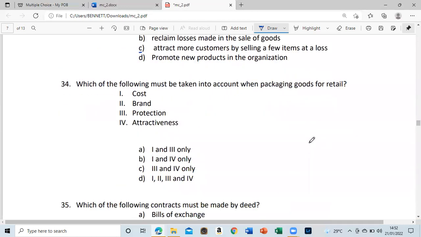34, which of the following must be taken into account when packaging goods for retail? Is it the cost, the brand, the protection, or the attractiveness? I'm going to look at those very carefully. I'm going to go with all 4. Yeah, definitely. So that would be D.